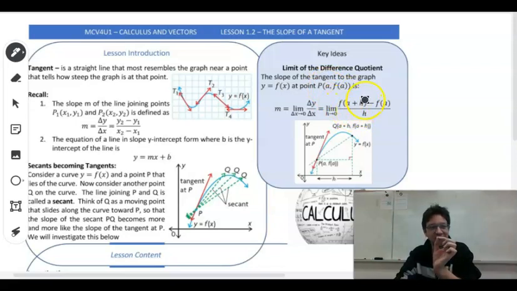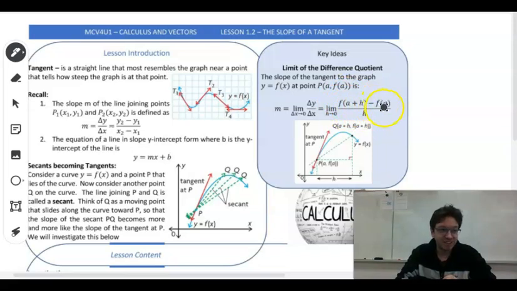Right? So that's your y coordinate for your point q, if you like, minus your function at a, which would be your y coordinate for point p, all divided by h. And h is your change in x. As you noticed before, you simply get a plus h minus a. So the a is canceling, you're just left with h on the bottom.